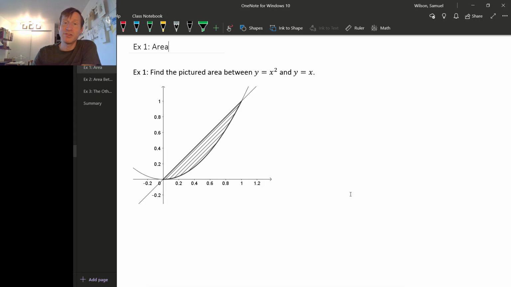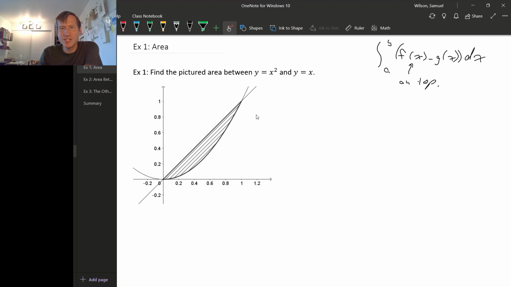Let's look at some examples of using integrals to find areas. So here's a typical area problem. Let's find the area of the region between y equals x squared and y equals x. Keep in mind that we had this formula: the integral from a to b of f of x minus g of x, and f has to be the one on top for this to work, dx. So f has to be the one on top.